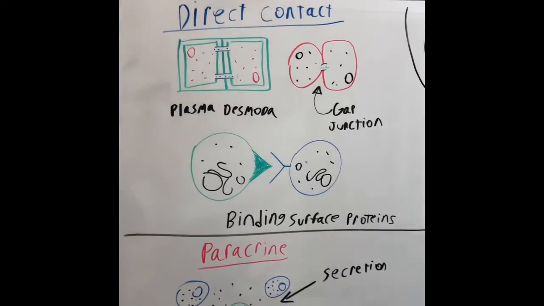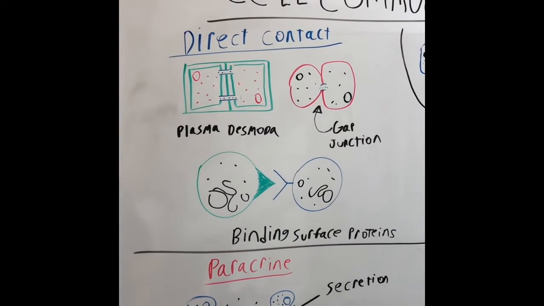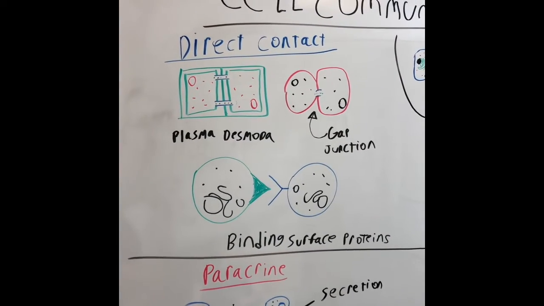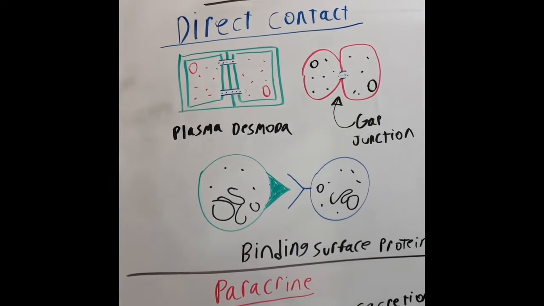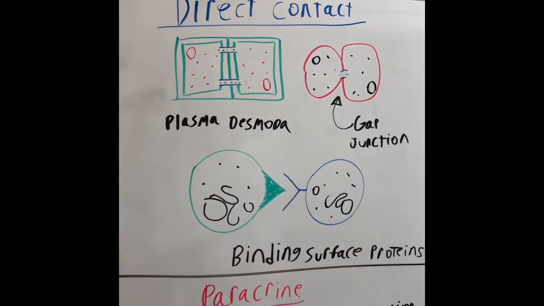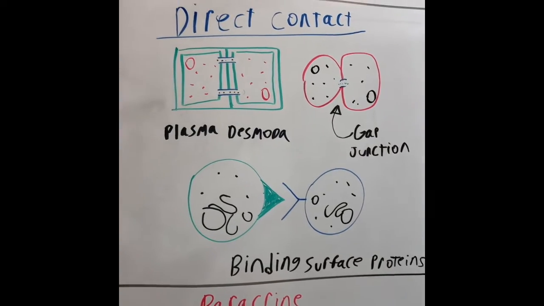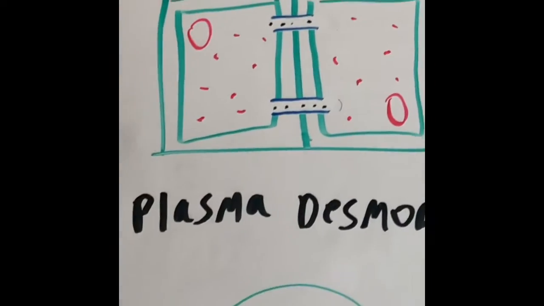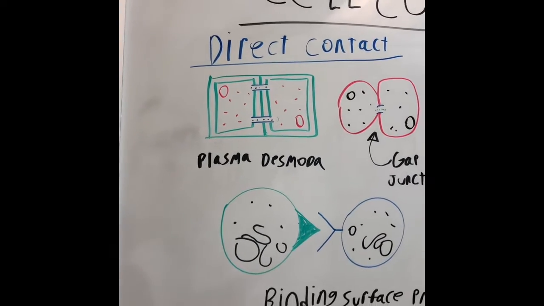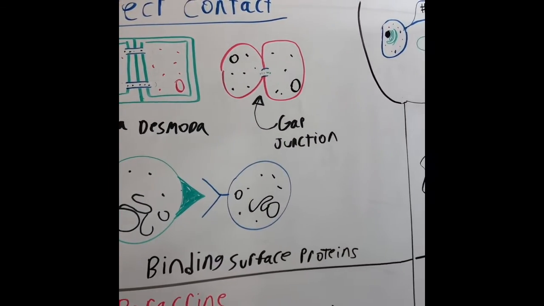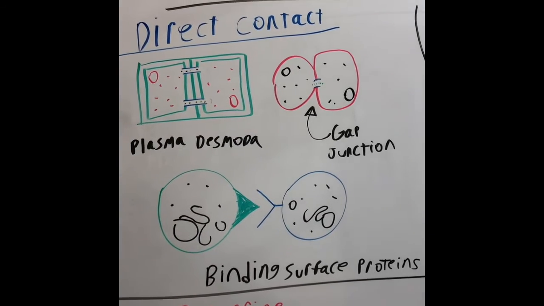Alright, so first up in cell communication, we got direct contact. Direct contact is basically anything that's a cell touching a cell, pretty much. You got your plasmodesmata, which is the little tiny gaps in between plant cell walls and membranes. And you can see those right there. And then animal cells have a similar thing. They got gaps in between their membranes, but they're called gap junctions in animal cells.